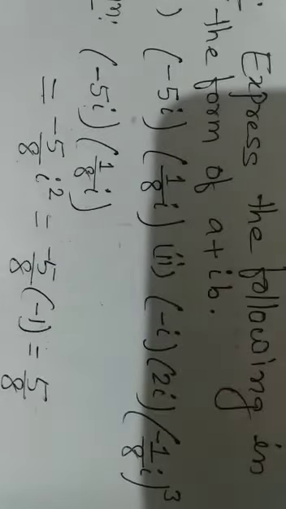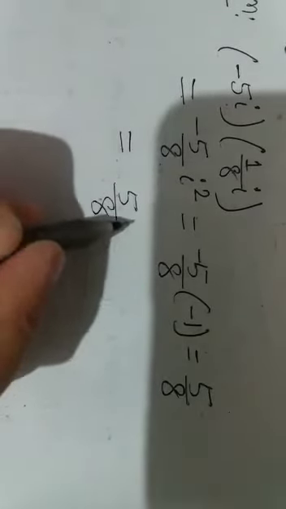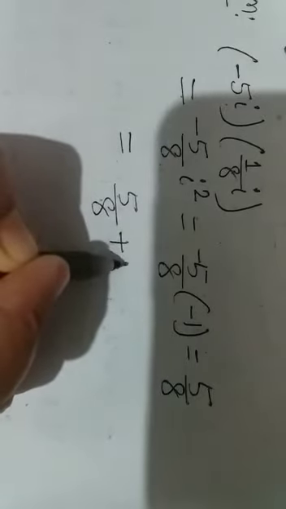And to write this in the form of what? a plus ib. So here a we have 5 by 8, so we will write 5 by 8. And in the place of ib we have what? 0. So we will write i times 0 in that way. Similarly, let us solve our second part.